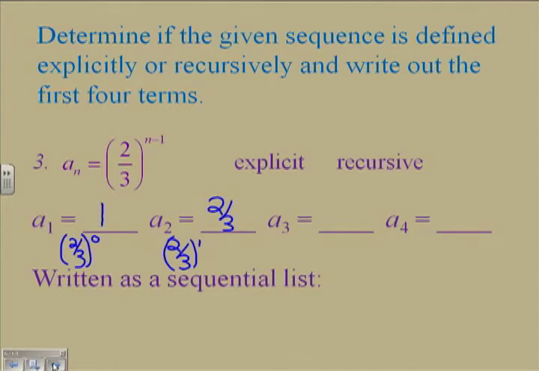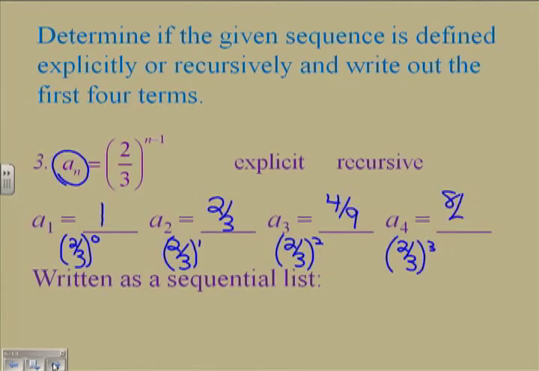Now to get my third term, n is 3, 3 minus 1. That'll be 2/3 squared. That will be 4/9. And for the last guy, if I'm looking for the fourth term, remember, this is called the nth term. To get the fourth term, I would have 2/3 raised to the third power. It'd be 8/27. And I can make a nice sequential list if you'd like.